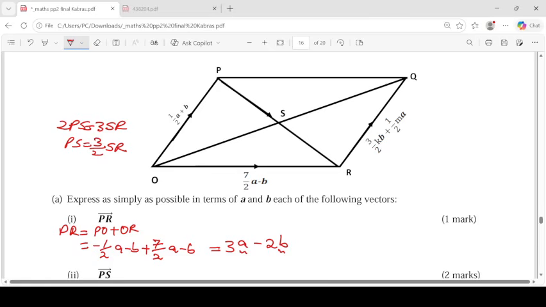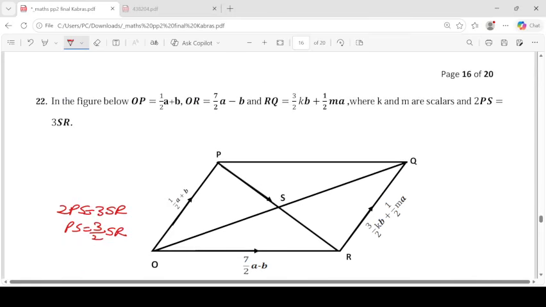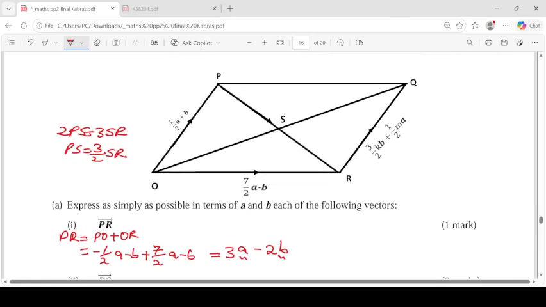So let me see. Remember, already we have the PR. 2PS is equal to 3SR. Now, if 2PS is equal to 3SR, there's something I want us to know. This means that the total ratio here is 5.